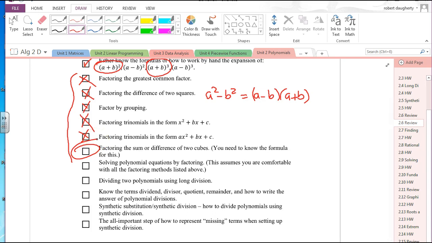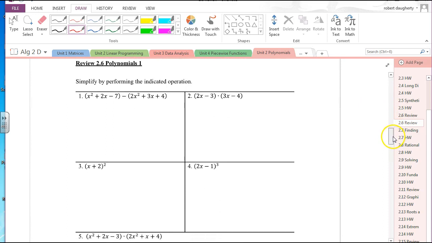Then after that, we moved into solving polynomials, where factoring was the key thing that you needed to be able to do in order to solve polynomials. From there, we moved into dividing polynomials with long division, terms that are related to division, the dividend, the divisor, the quotient, the remainder, and how those play into division with polynomials. And then the last thing we did, synthetic substitution, and the step about when things are missing. How do you represent that with a zero placeholder? Okay, let us move into the review.